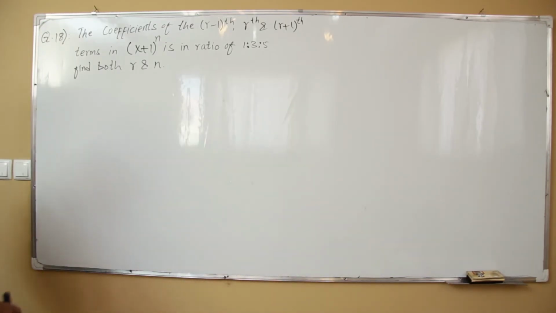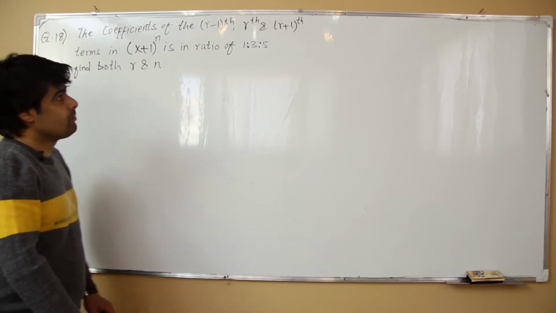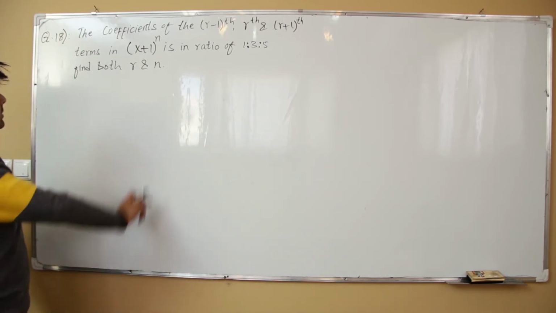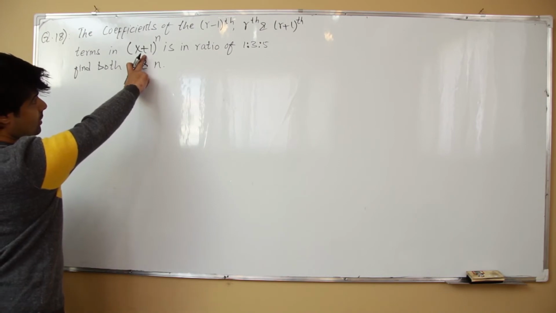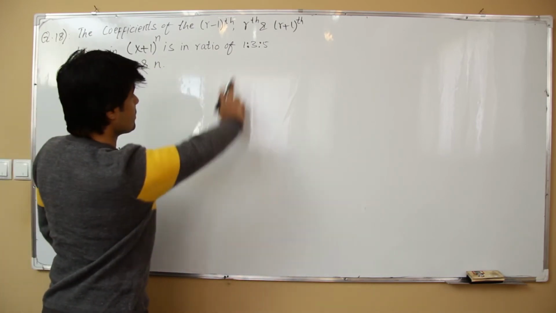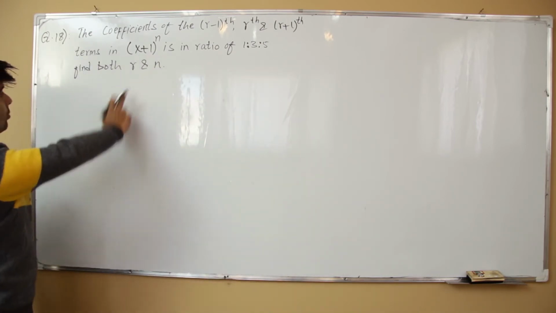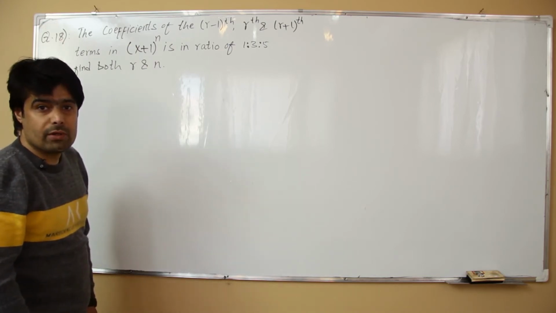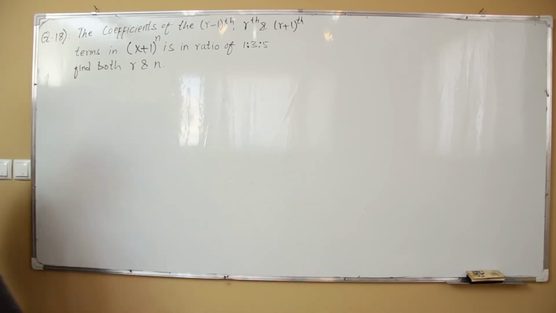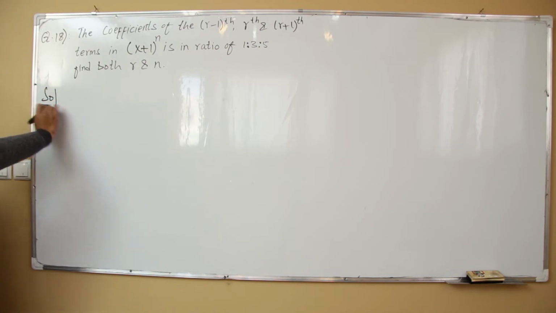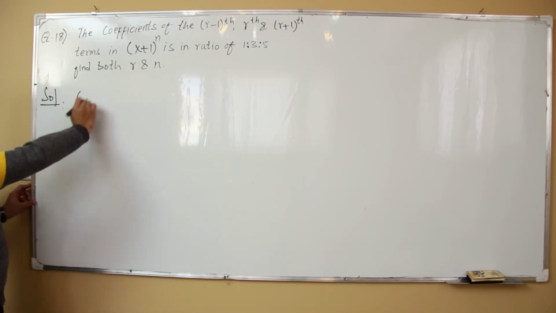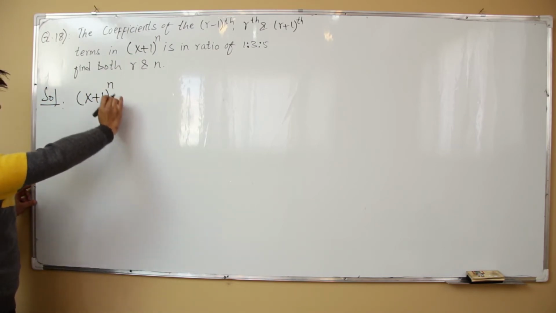Question number 18. The coefficients of the (r minus 1)th and (r plus 1)th terms in this binomial expansion are in this ratio. Now find both r and n. We have a tricky question. Okay, how can you simplify? First, you have to know what this means. It means (x plus 1) raised to the power n.